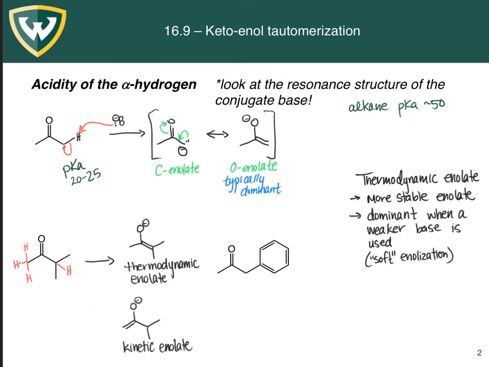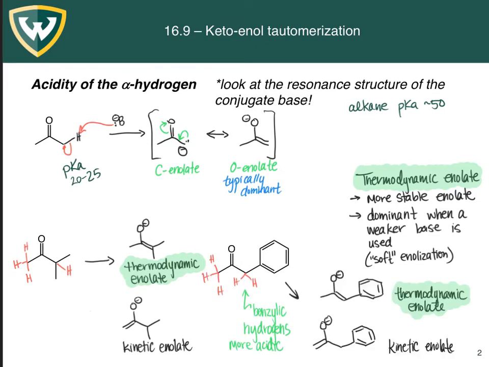A couple of things to note about the thermodynamic enolate. The thermodynamic enolate is going to be the more stable enolate. You can think about the stability of the olefin, which you should be familiar with from Orgo 1. And this species is going to be more dominant when a weaker base is used. That's called soft enolization.